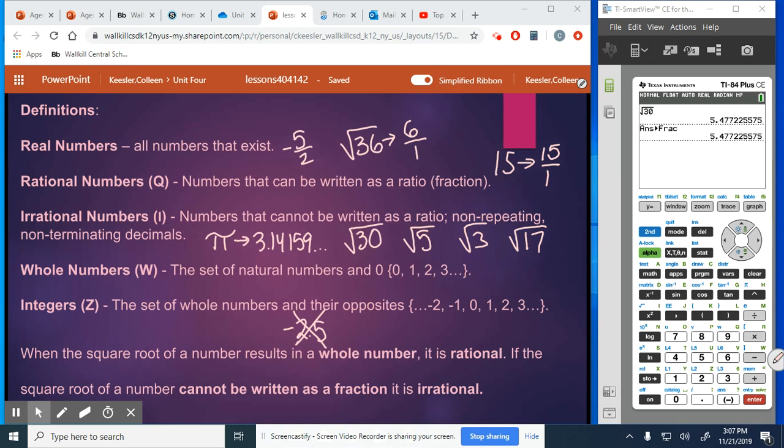So down on the bottom, we have when the square root of a number results in a whole number, it is rational. If the square root of a number cannot be written as a fraction, it is irrational, which is what I explained up top there.